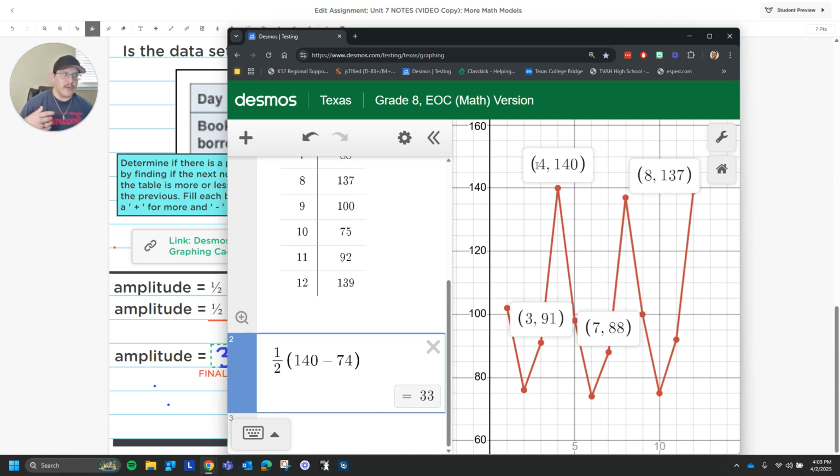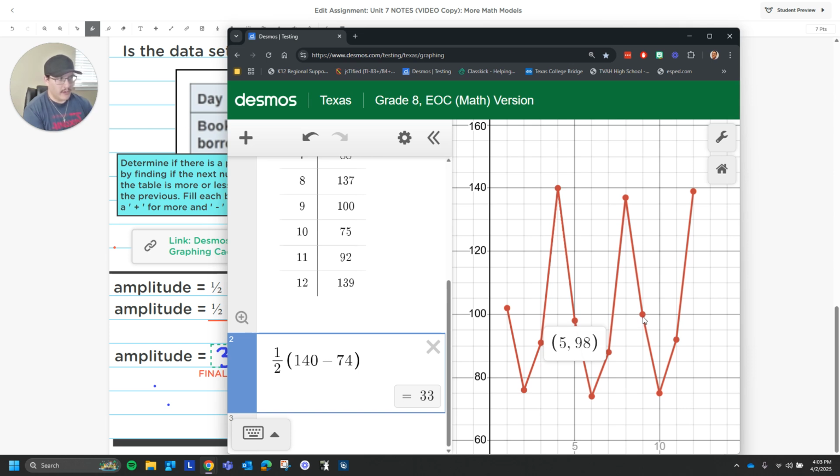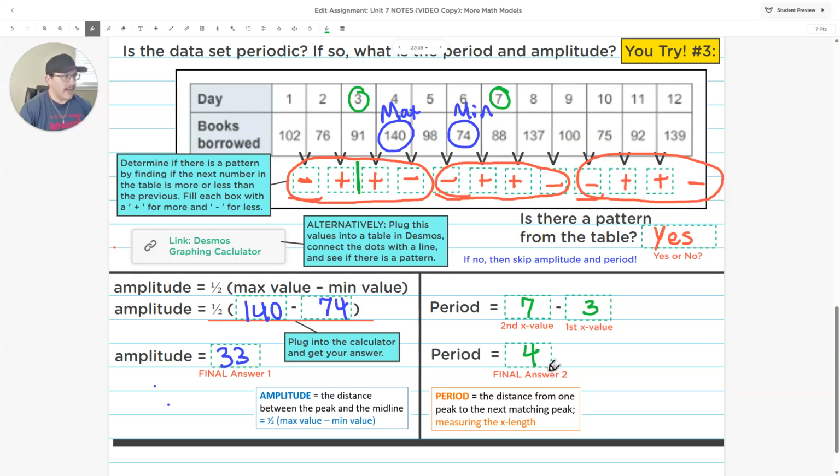So remember, you're using the x values to find the period. As long as you go from one repeating part to the other, it doesn't matter. So let's say, for example, I want to use this part. Then I want to make sure I follow the same pattern or same part of the graph and use the next part. 9 minus 5 is still 4. And that is the period.